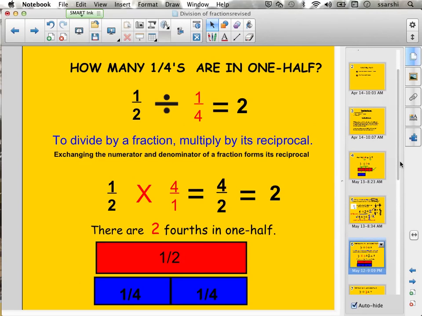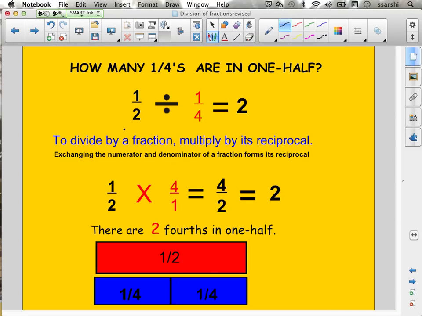So to show you how that looks pictorially, if I have 1/2 divided by a quarter equals 2, the problem we just did, the question we ask ourselves is, if I'm taking a half and dividing it into quarter pieces, how many quarter pieces are in 1/2? So here's our rule. You should write this down. To divide by a fraction, multiply by its reciprocal.